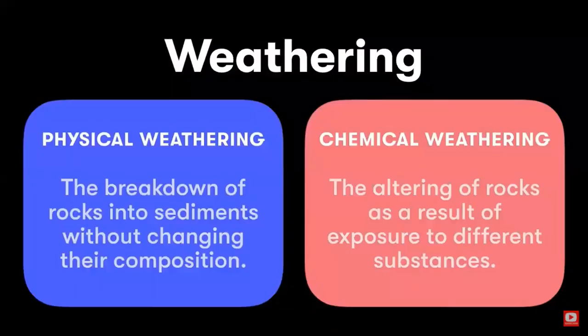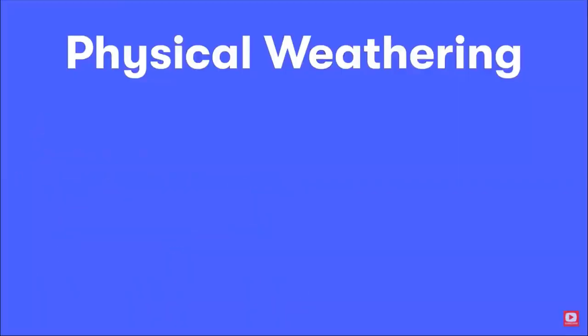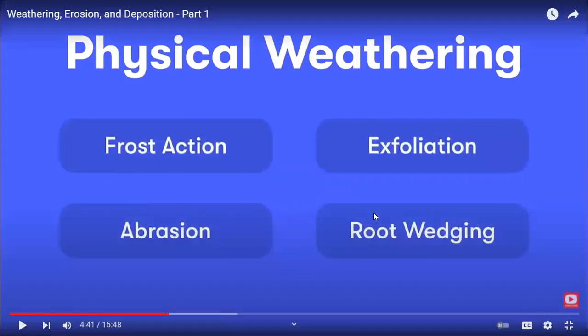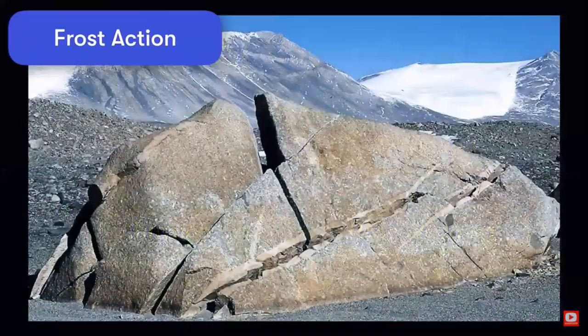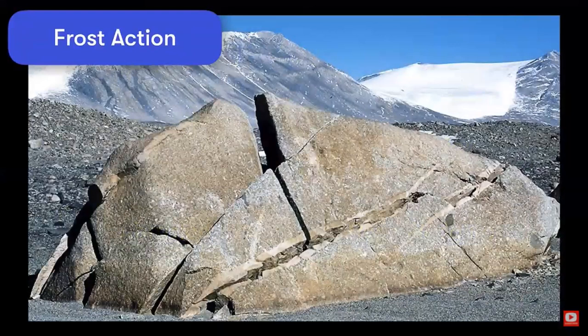So let's dive a little deeper into our physical or mechanical weathering and look at some different examples. For our purposes, we're going to break this into 4 specific types: frost action, exfoliation, abrasion, and root wedging. So we will start with frost action, which, by the way, is also known as ice wedging. There are a lot of different names for it.